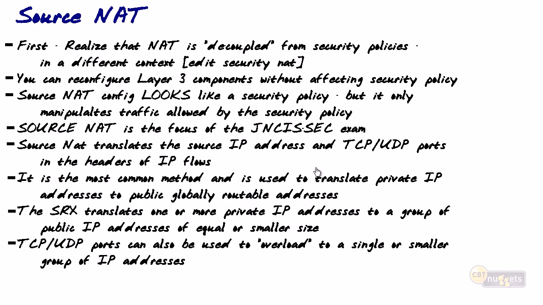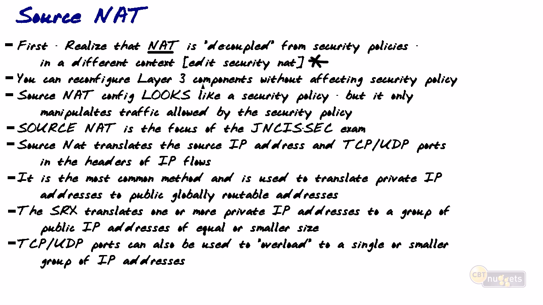Okay, since we're going to be focusing on source NAT in this particular nugget, let's look at the distinctives. First of all, you need to realize that with Juniper, your network address translation policy or configuration is actually decoupled or separate from your security policies. Not only do you configure it in a different area of the hierarchy, for example, edit security NAT, you can also reconfigure your layer 3 NAT components without affecting or having to change your security policy.